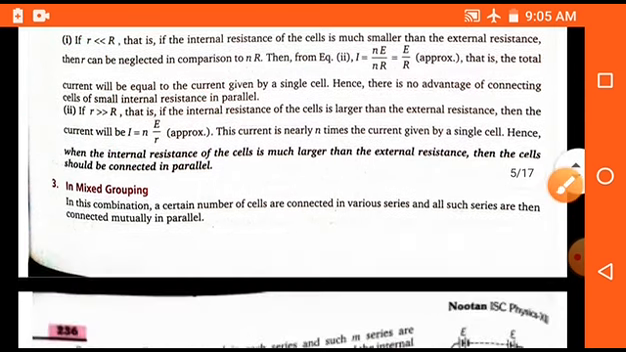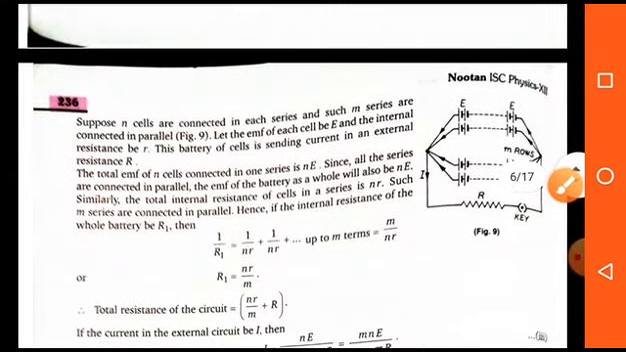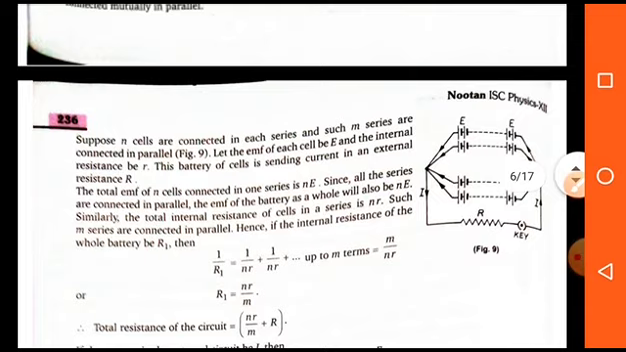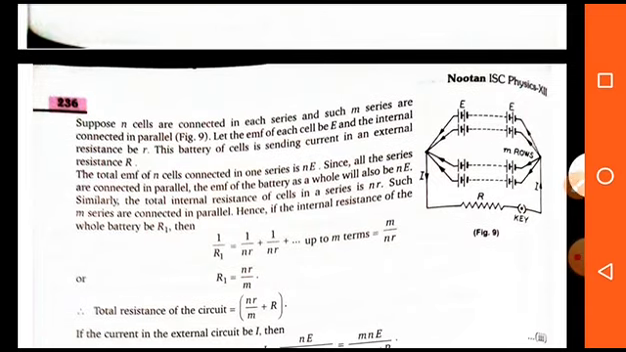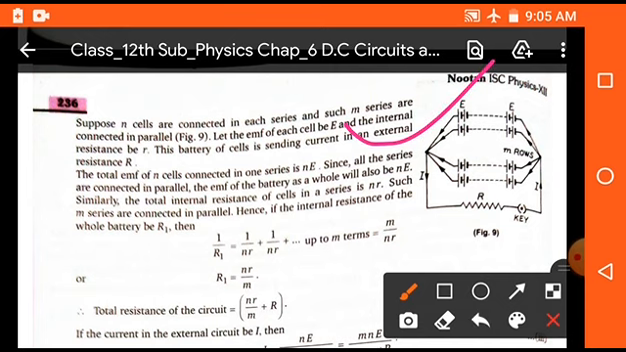Now students, in the case of mixed grouping, mixed grouping means here we will connect cells in series as well as parallel. So here a number of cells whose EMF is capital E are connected firstly in a row in series, and these rows are generally connected in parallel. So this diagram shows a mixed grouping.